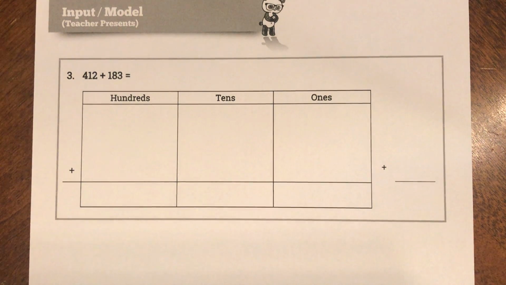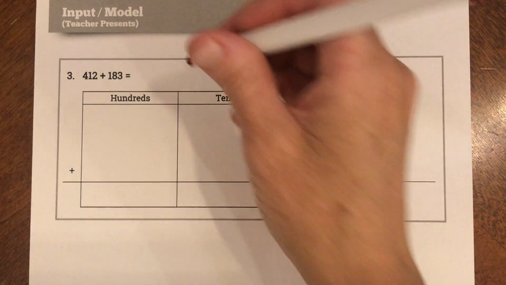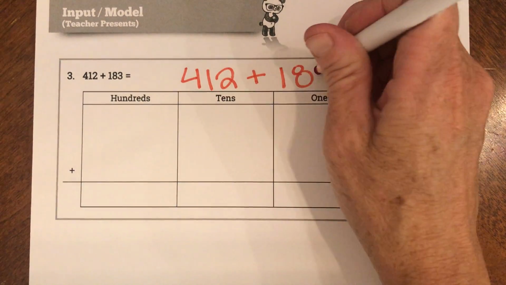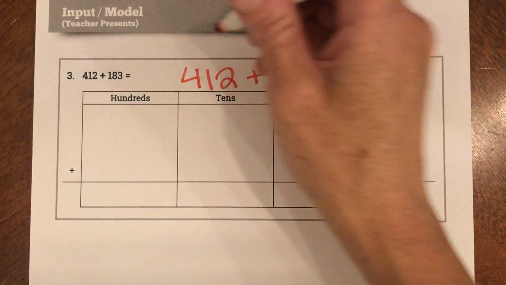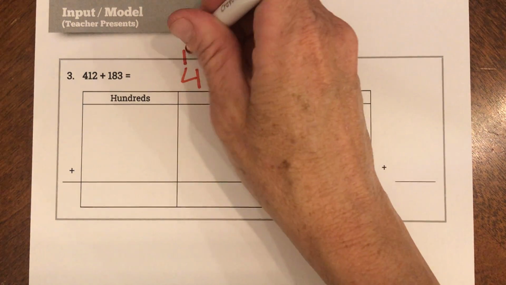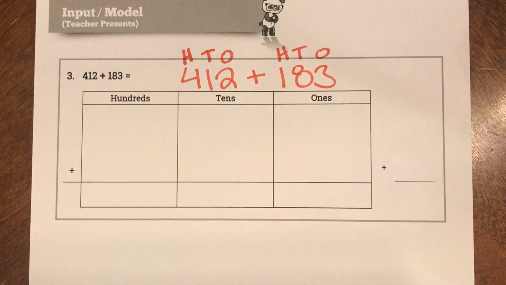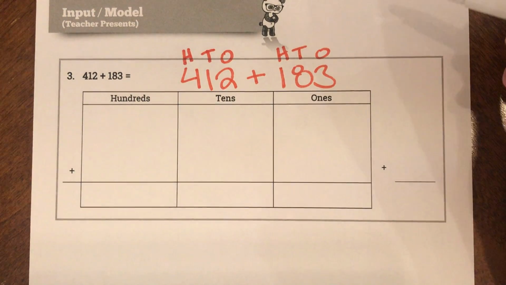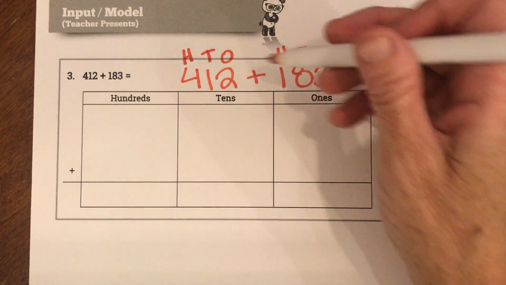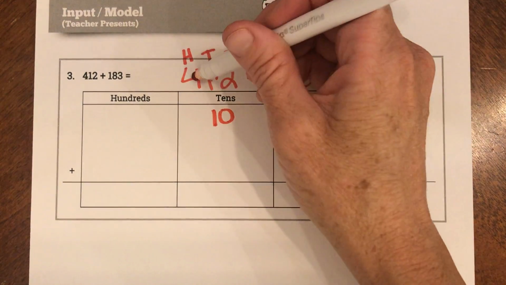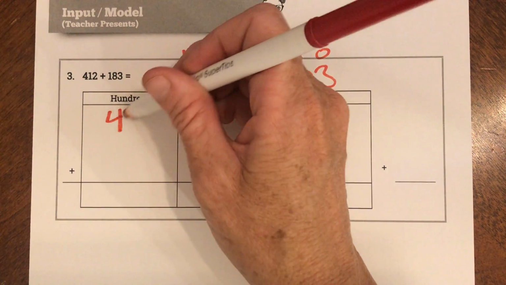Okay, this time I only have 2 add-ins, but they're in the hundreds place value. So I'm going to rewrite them so we can put our place values. This is my ones, tens, and hundreds. Okay, so my first add-in has 2 ones, 1 ten, which is 10, and 4 hundreds, which is 400.